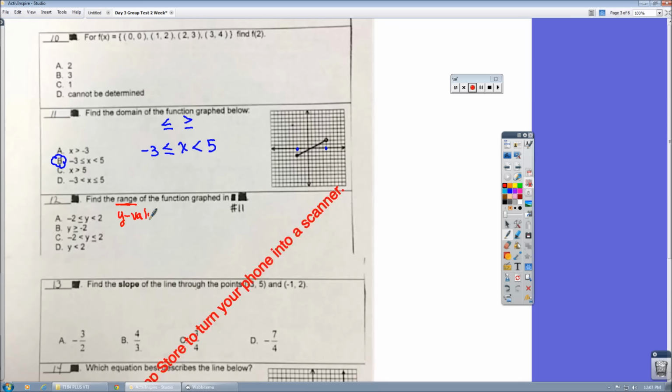So on number 12, again, find the range. Range is the y. So I'm going to start at the bottom. How low does this graph start? It starts at -2 and it's solid. So less than or equal sign. Go up as far as you can go. It can go all the way up to +2. But since it's an open circle, you're going to write down the inequality sign without the equal sign, and our answer is A. Get them going in the same direction.